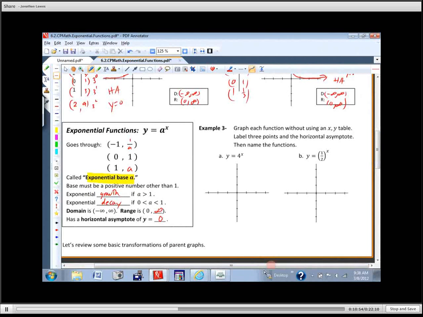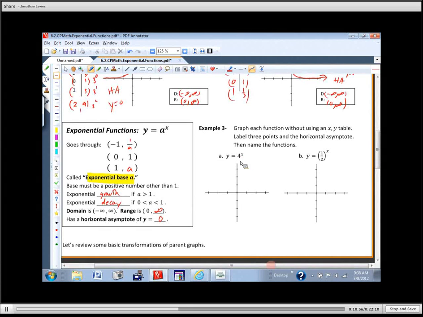Okay, then let's take a quick look at this. What's the name of this function? Exponential base 4. What's the name of this one? Exponential base 1/2. Is this going to be growth or decay? Growth, because it's bigger than 1. Is this going to be growth or decay? Decay, because it's less than 1.